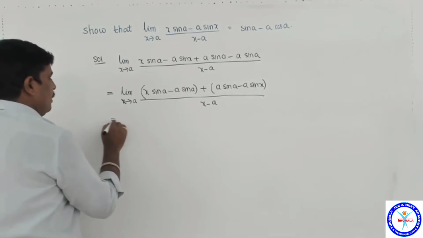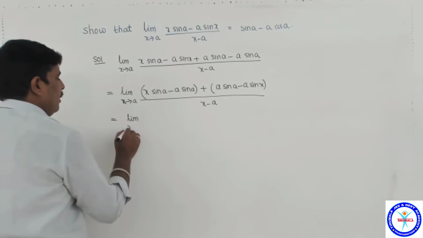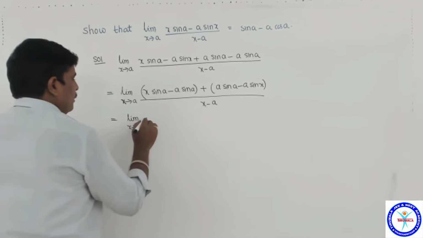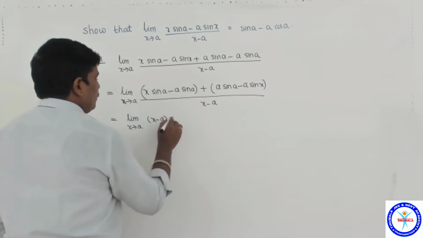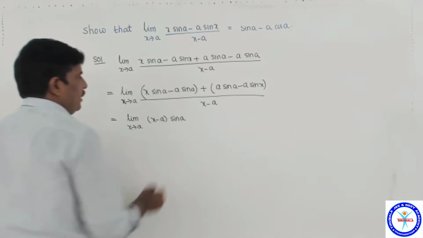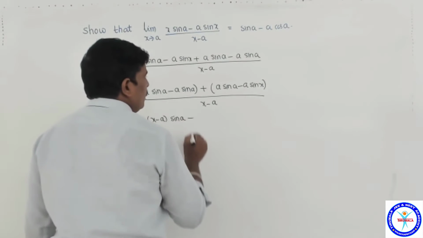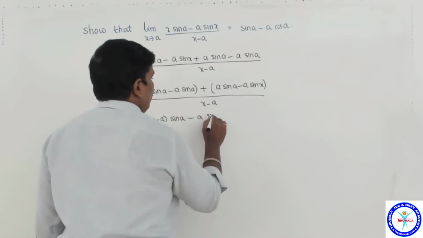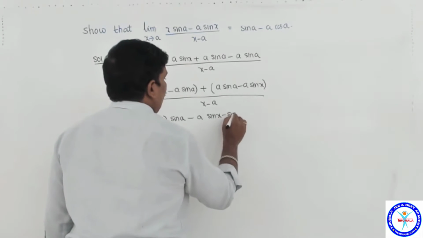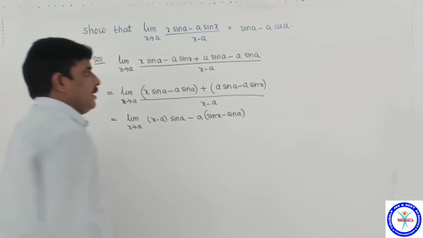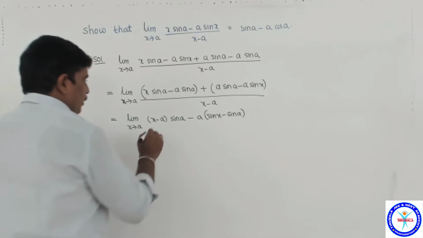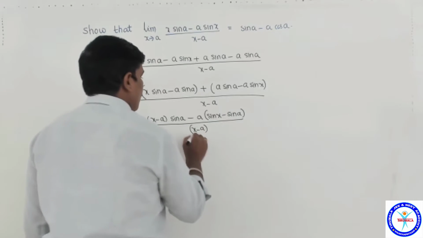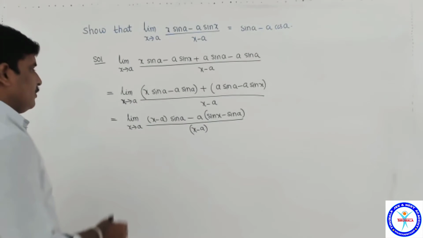This is equal to limit x tends to a. If you take sin a common, we get (x minus a) into sin a, plus a into (sin a minus sin x), that is minus a into (sin x minus sin a), divided by x minus a. Now separate the values.